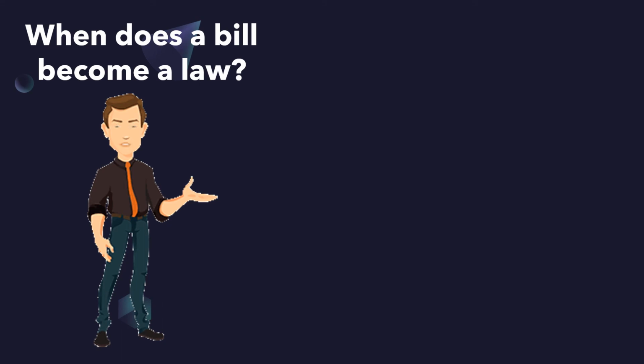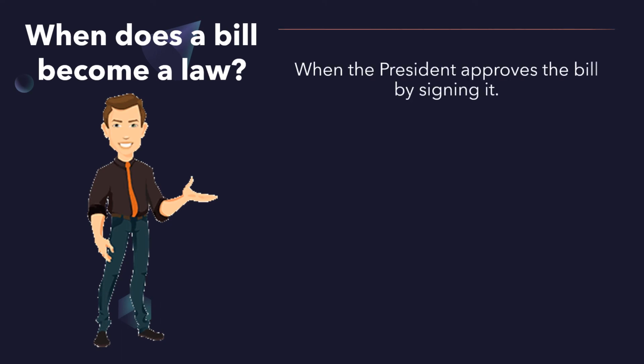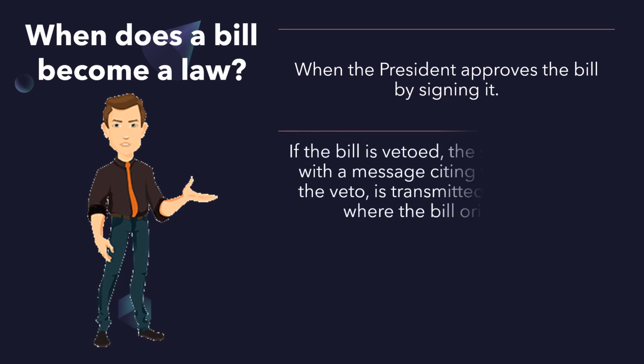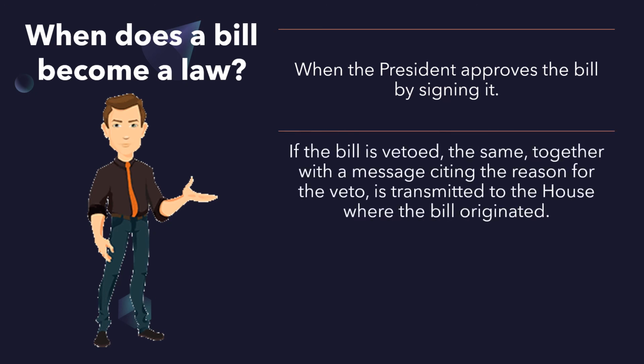When does a bill become a law? The first one is when the President approves the bill by signing it. If the bill is approved by the President, the same is assigned a Republic Act number and transmitted to the House where it originated. The second one, if the bill is vetoed, the same, together with a message citing the reason for the veto, is transmitted to the House where the bill originated.